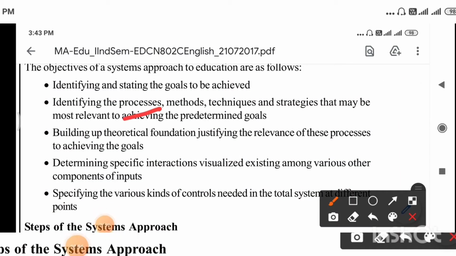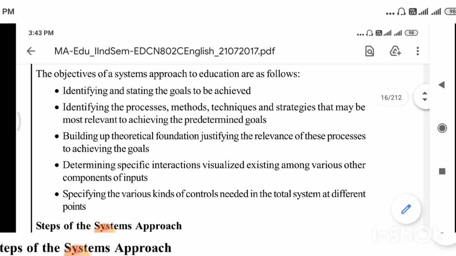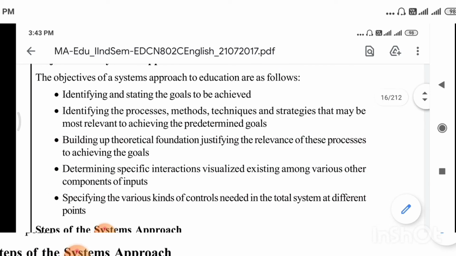They need to identify the process of achieving it. They need to frame the methods and techniques, and they need to plan, so that they may be the most relevant to achieving the predetermined goals. Next thing is building up the theoretical foundation, justifying the relevance of these processes to achieving the goals. They need to make some theoretical foundation also.